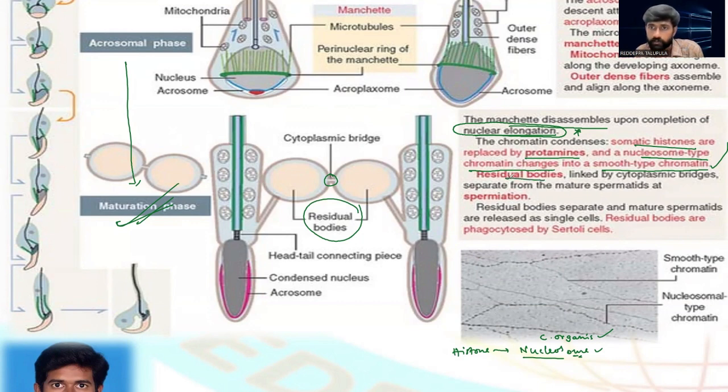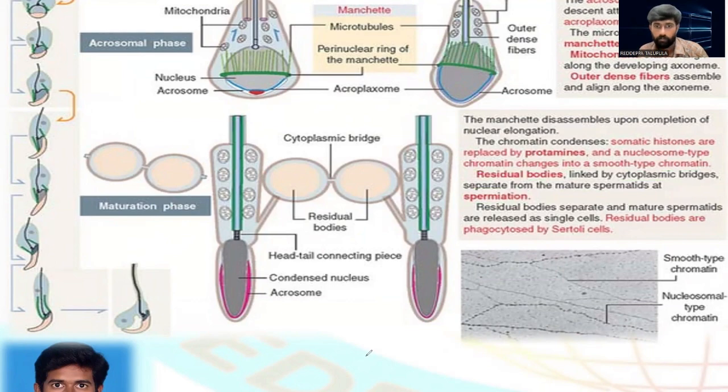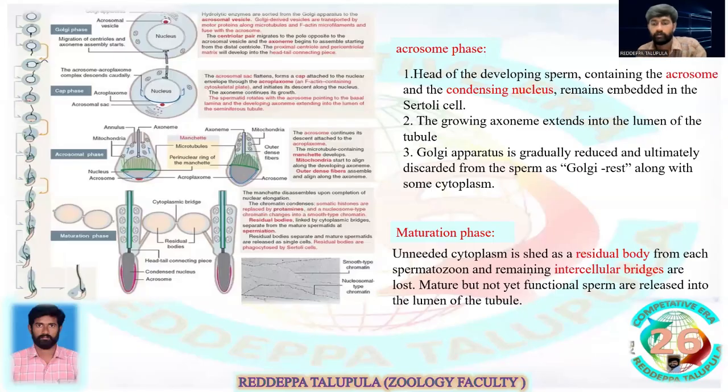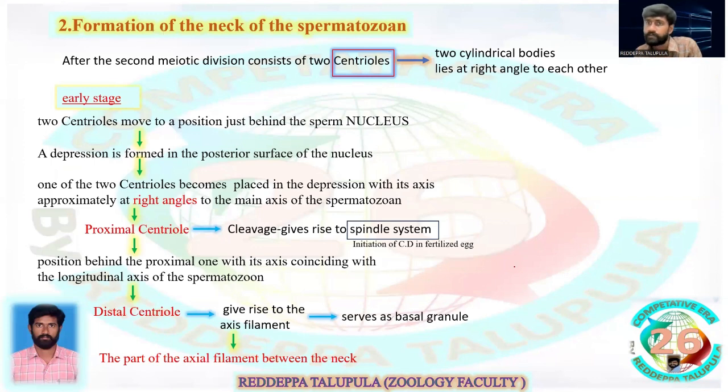Okay. Now residual bodies linked by cytoplasmic bridges separate from the mature spermatids at spermiation. These residual bodies which are separated will be engulfed by the Sertoli cells. The matured spermatids will be released into the lumen of the seminiferous tubules, and this process is known as spermiation. Okay. Next. Thus formation of the head is completed, and the next step in the differentiation of spermiogenesis is formation of the neck of the spermatozoa.